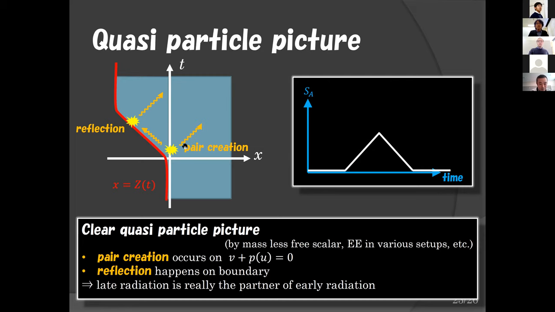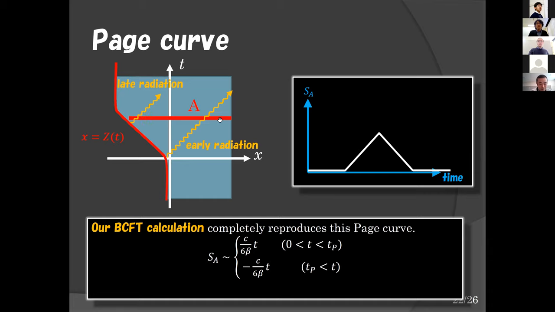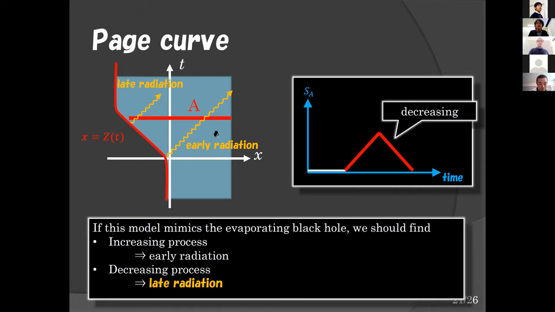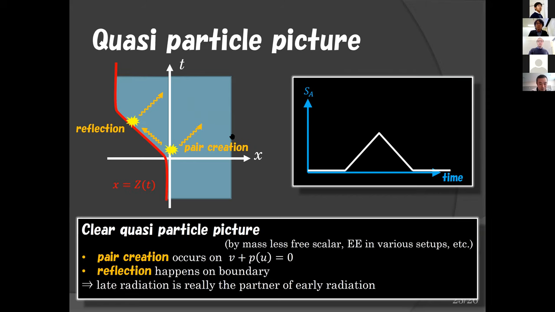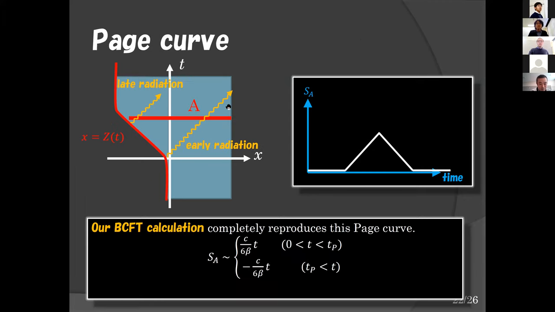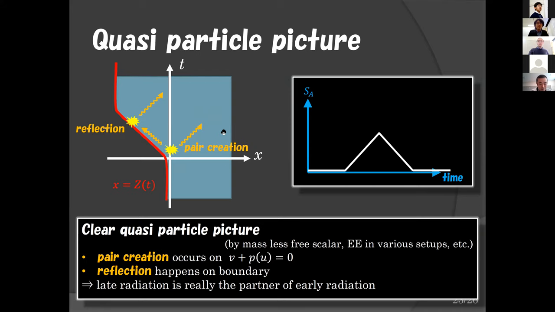In our paper, we consider various setups in the finite interval case or some other cases. Then we can identify what happens in this setup, and we can get a clear cross particle picture for this setup.